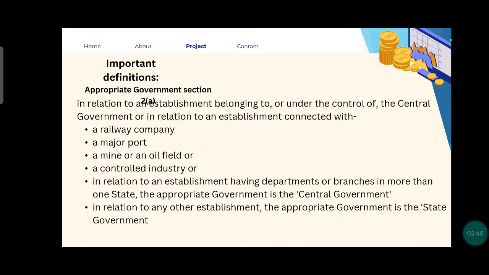Next one is some of the definitions. Appropriate government, section 2A, tells about the relation to the establishments under the control of the central government. Some sectors may be included in the central government, and other than that some may be included in the state government. The related issue should be handled by the concerned departments only. The first one is a railway company, a major port, a mine, a controlled industry, which will be handled by the central government. Other than that, the remaining will be handled by the state government.